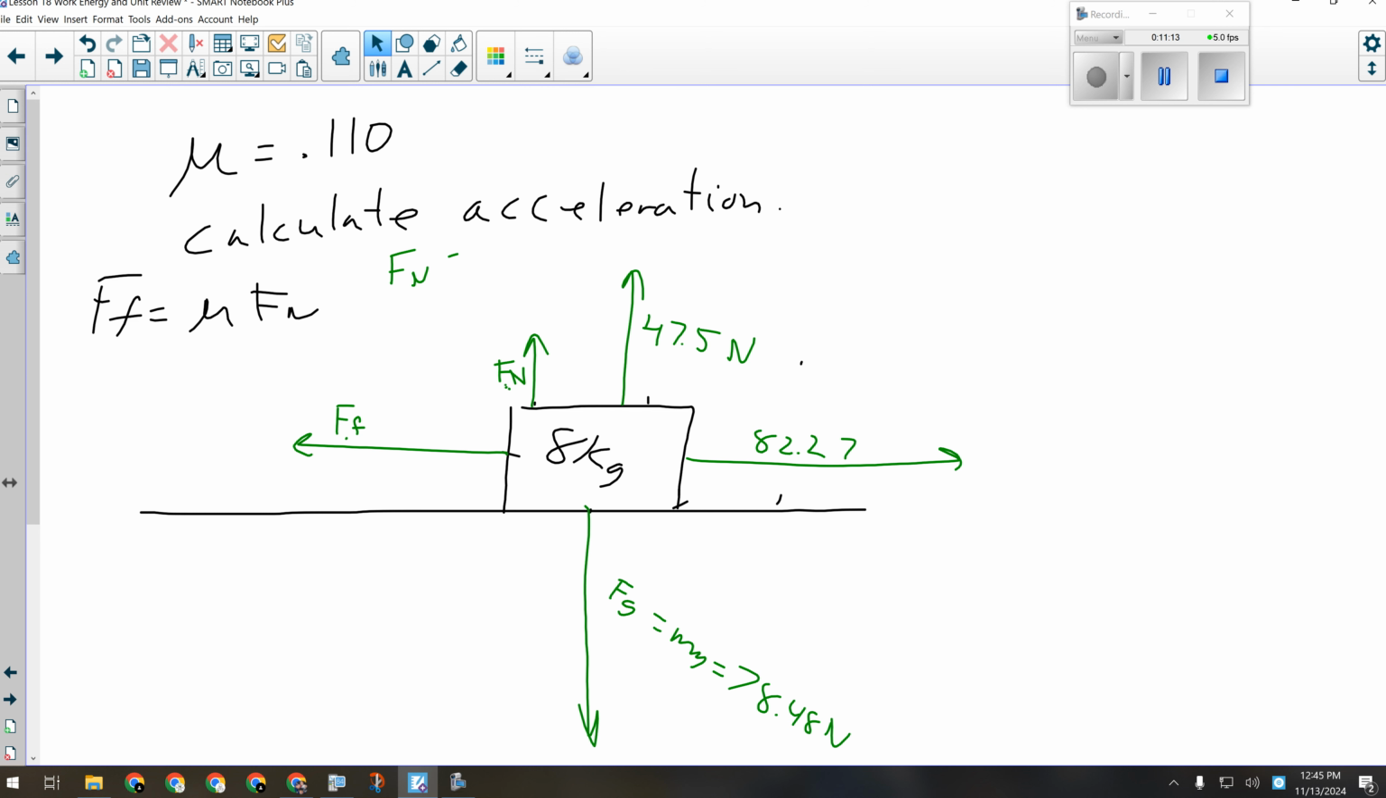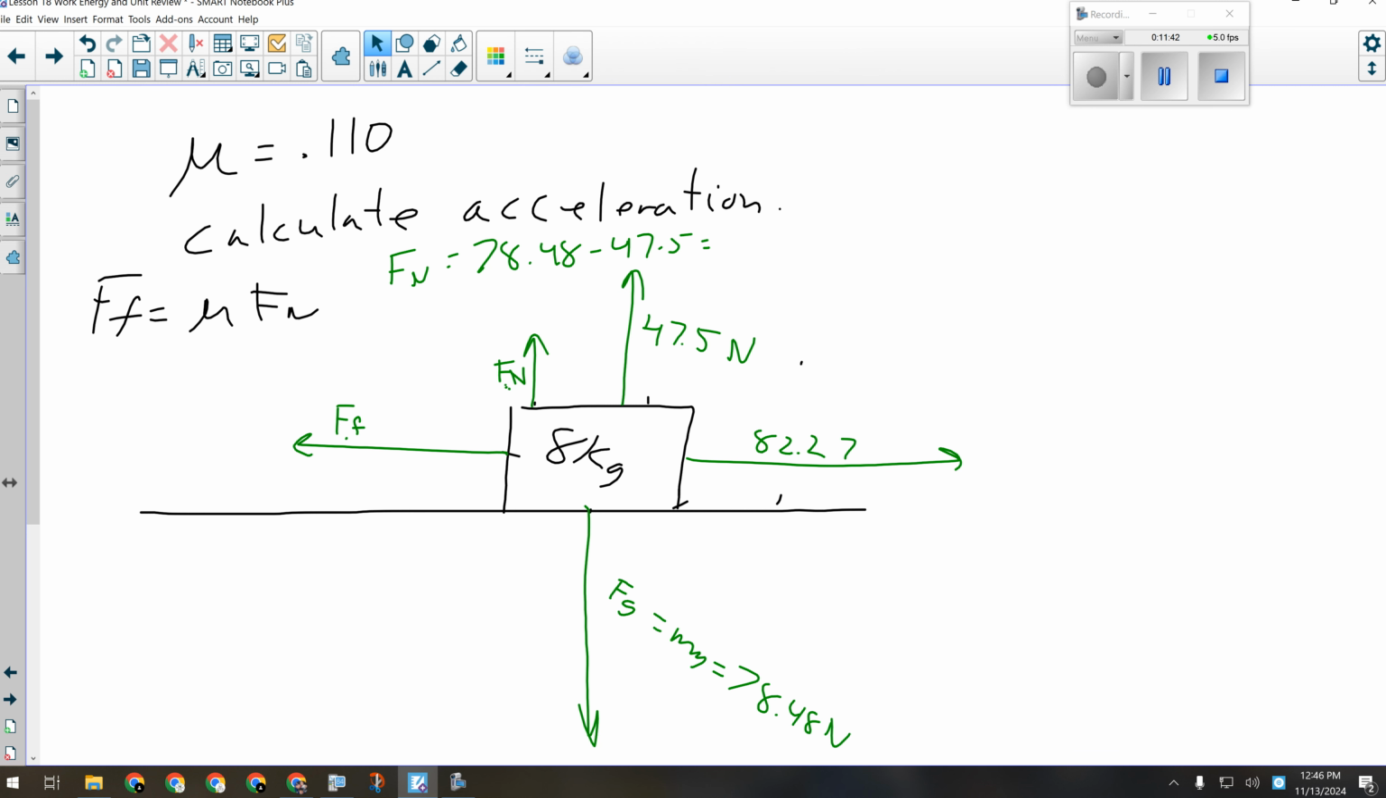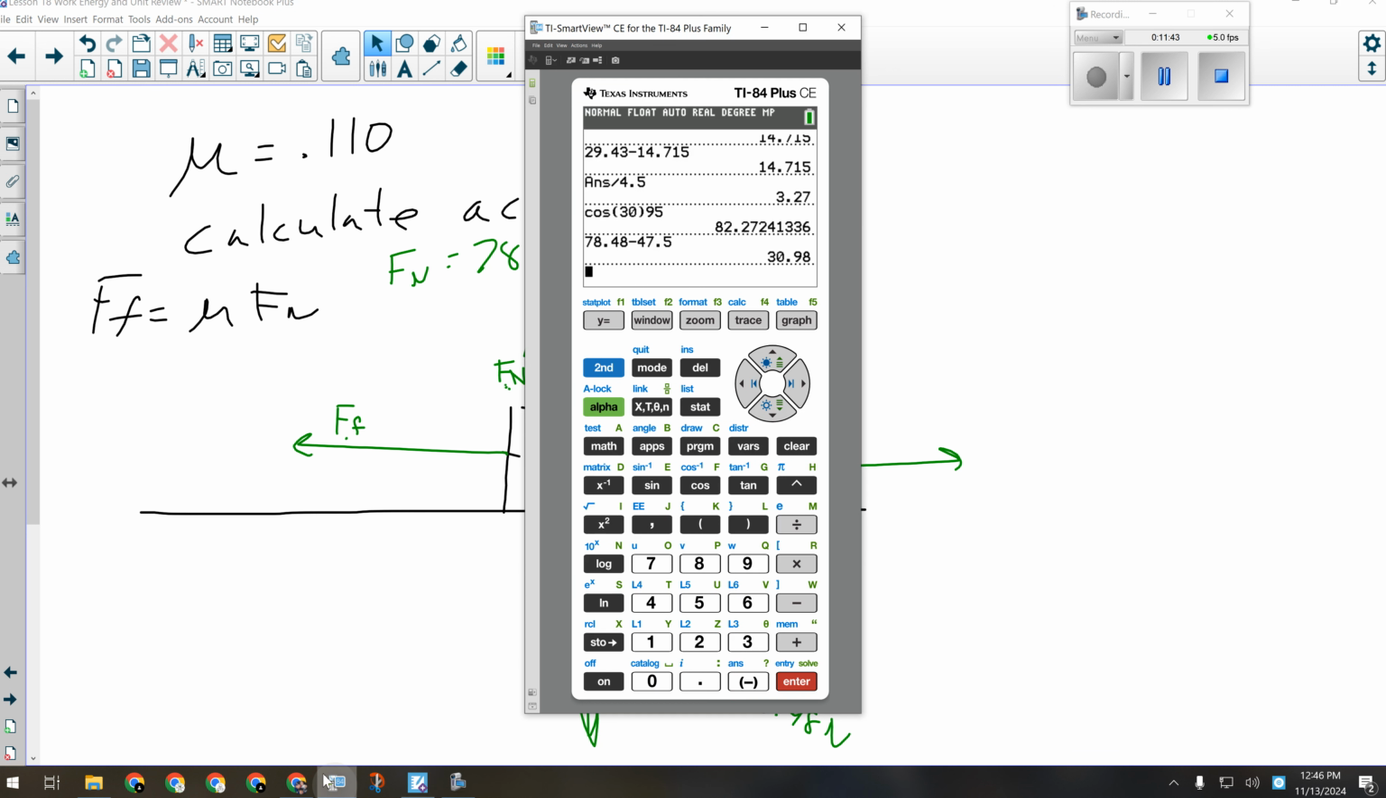Do you guys remember this question from the assignment? You had to first find the angle, it was 51.1, and then you had to find the normal force, and so many of us just went mass times gravity. It's the same question. So Fn is going to be 78.48 minus 47.5. So the normal force is only 30.98 newtons.